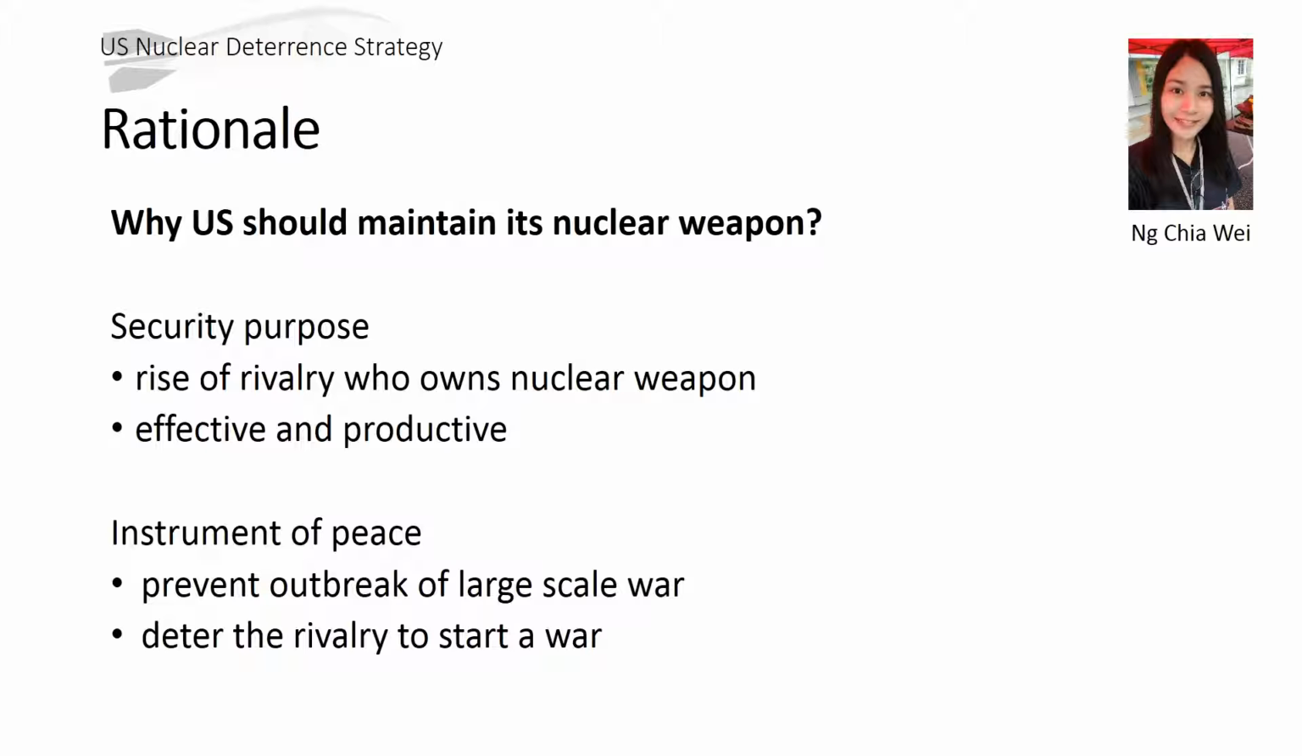Another driving factor for the US to own nuclear power is to maintain regional and global peace. The most significant example is the atomic bombing of Hiroshima and Nagasaki. Nuclear weapons can prevent the outbreak of large-scale war and deter rivals from starting a war. Every country knows the effect of the atomic bomb is too severe, and they are afraid of the United States dropping nuclear weapons if its national interests and security are threatened by other states.